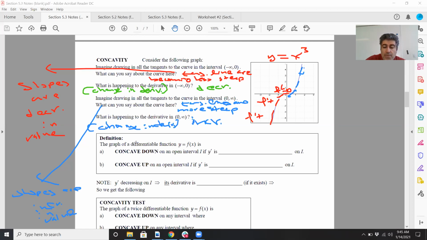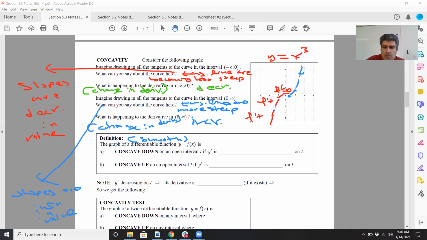So as long as your graph is differentiable, meaning it's smooth, you have a nice and smooth curve. And let me erase that, that's kind of hard to read. A change in the derivative. But we see different kinds of changes. From the interval from negative infinity to 0, we see that the slopes of the tangent lines are decreasing in value, whereas the slopes are increasing in value from 0 to infinity.